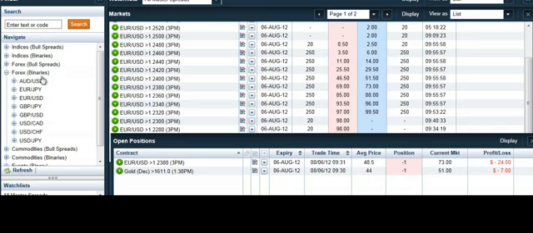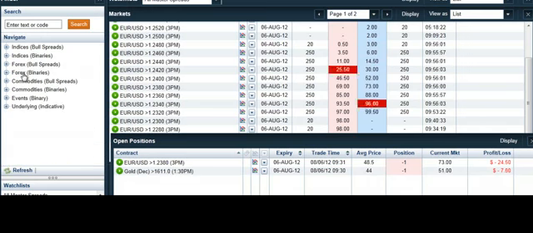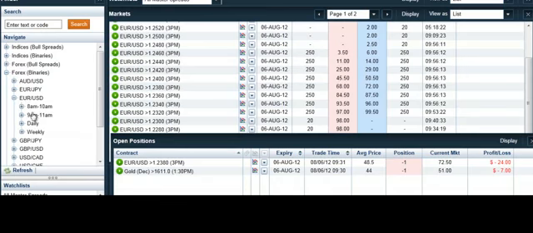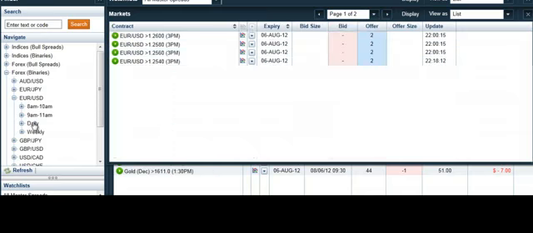We want to go over to the Navigate button, and we're going to look at Forex binaries. They have bull spreads, commodities, indices, and so forth. We're going to look at the Forex today. We're going to look at the Euro US dollar, and we're going to look at the dailies.